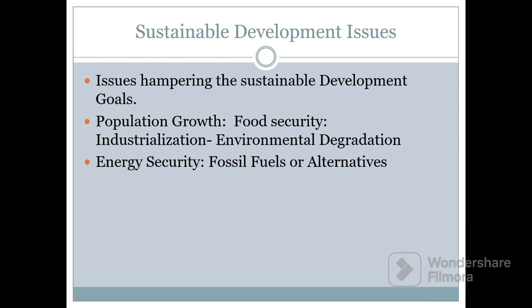Now, to achieve sustainability, we introduce some goals like sustainable development goals, but there are some problems which are halting the way to achieve those goals. These are called sustainable development issues. In this chapter, we study the issues which are halting the progress of sustainability, like population growth, food security, industrialization, environmental degradation, energy security. Fossil fuels are alternatives.